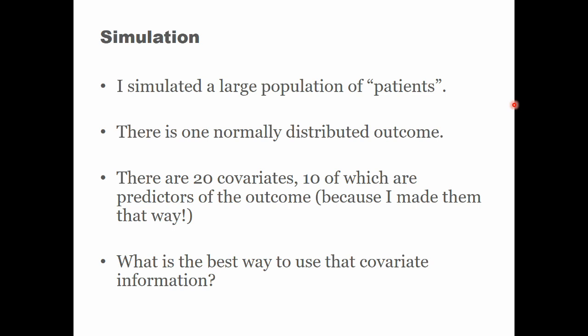In the simulation, we've added 20 different covariates. 10 of them are predictors of the outcome, which means when I set up the simulation, I made the outcome a function of those 10 predictors, so that there will be a correlation between them. And 10 of the covariates I've included have no relationship to the outcome whatsoever. So what we want to do is demonstrate the best way to use this information.